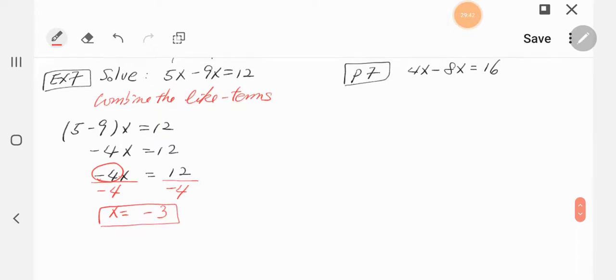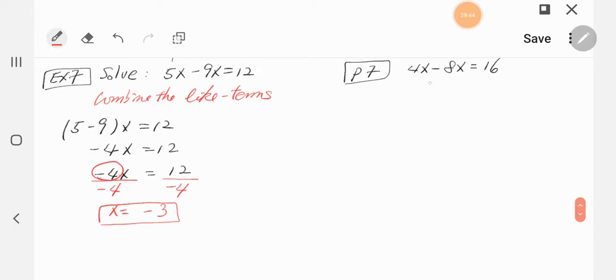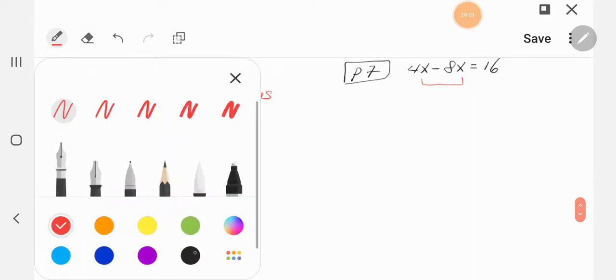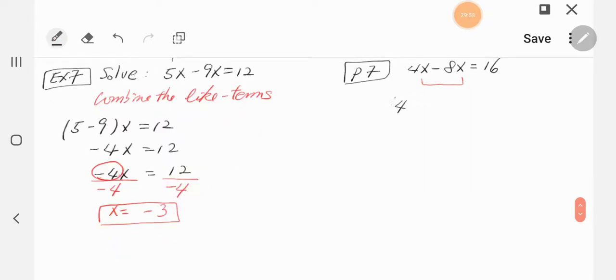All right, let's try the next one. This is the last one. Okay, 4x minus 8x. These two are the same kind of term, so we can combine these two. When you combine this, add the coefficients, 4 minus 8, x is equal to 16, then negative 4x is equal to 16. Same thing, isn't it? Same thing.